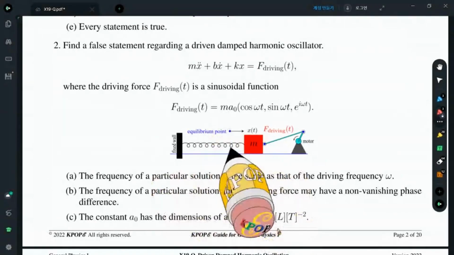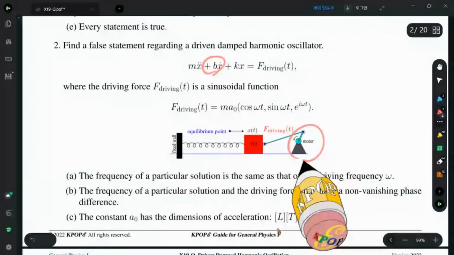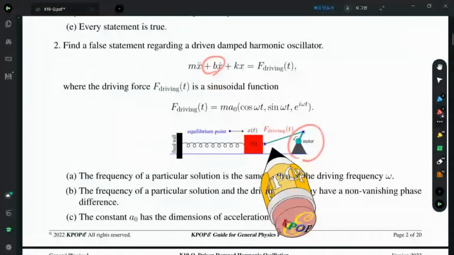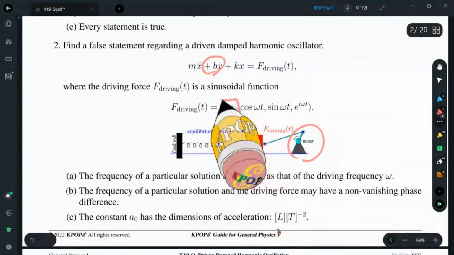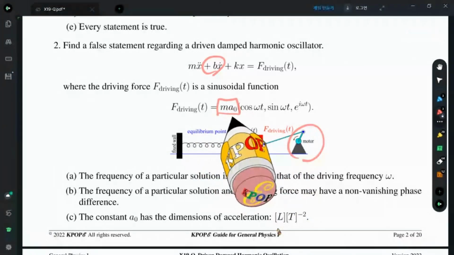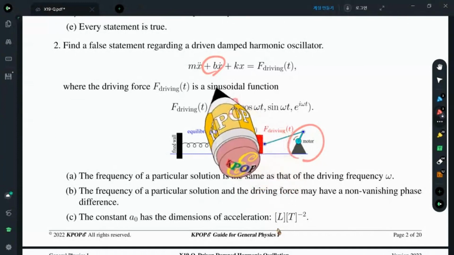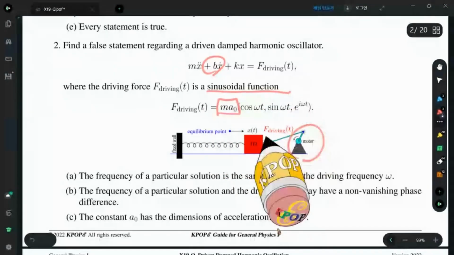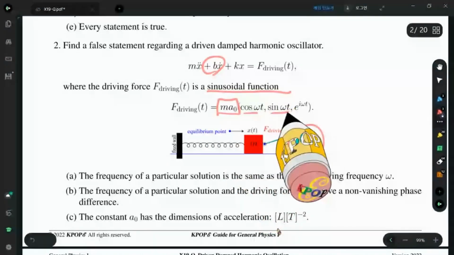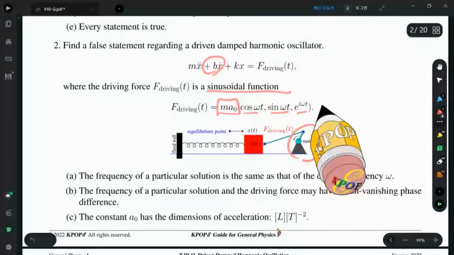This is a mechanical system that has a damping, and we attach a motor to let it oscillate forever. Our driving force has the amplitude M A0. Here A0 is a constant with dimensions of acceleration. And we are interested in a sinusoidal function, and any sinusoidal function can be expressed in terms of a linear combination of cosine, sine, or exponential e to the i omega t or e to the minus i omega t.